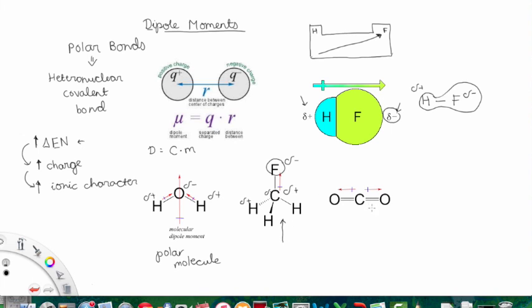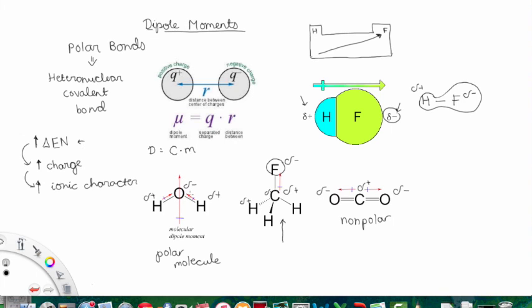Finally, for carbon dioxide, oxygen is the more electronegative atom, and so we have a slightly negative charge here. Carbon is slightly positive, and oxygen is slightly negative. This is actually a non-polar molecule. The reason for that being that these two arrows going in opposite directions cancel out these polar movements. And so this is going to be a non-polar molecule, whereas this guy with the molecular dipole moment is going to be polar.